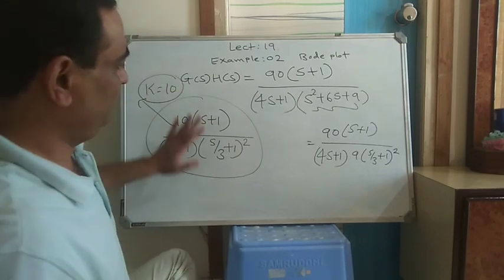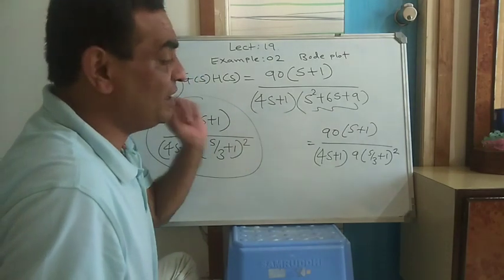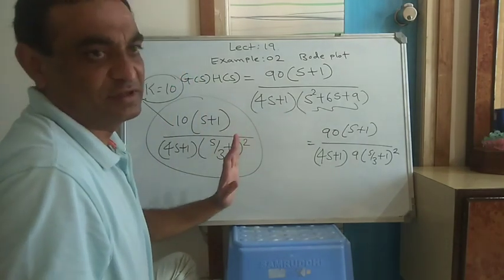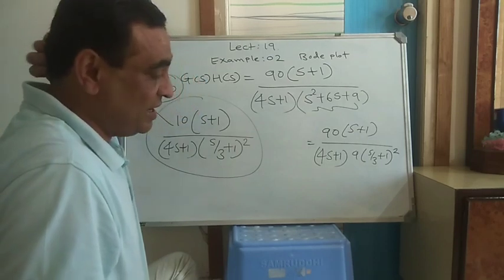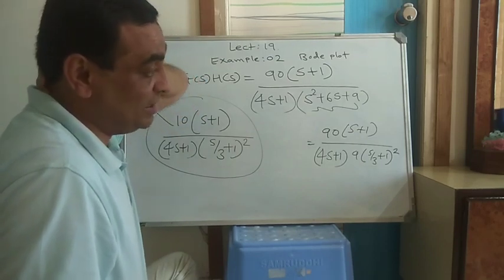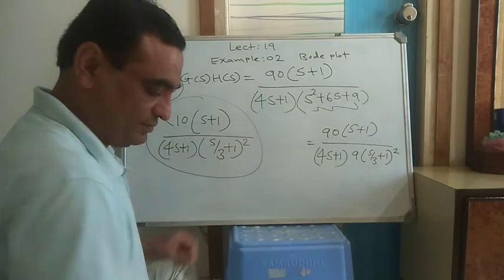Please remember the important part here. If you find any second order term, try to factorize it first. If there are real roots, then consider them as first order terms. And if it is a complex conjugate, then you need to consider it as a second order term.